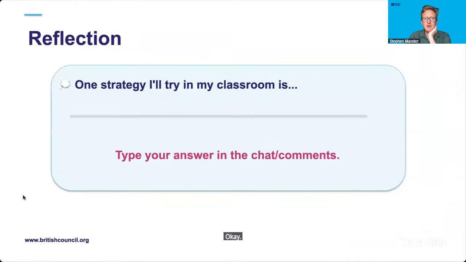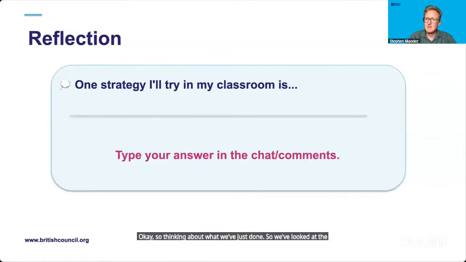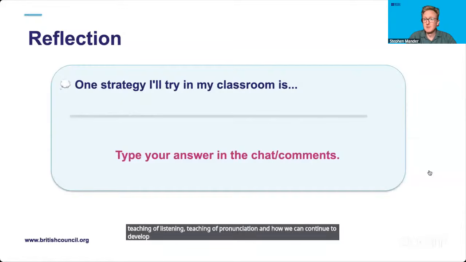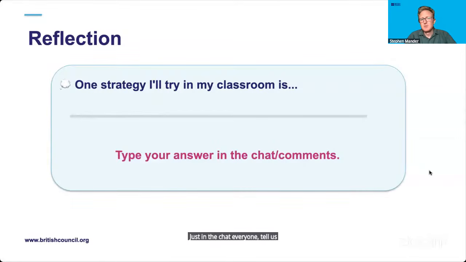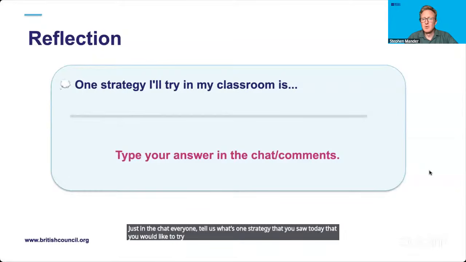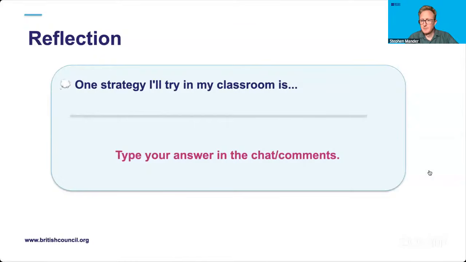Okay, so thinking about what we've just done. We've looked at the teaching of listening, teaching of pronunciation, and how we can continue to develop our subject knowledge. Just in the chat, everyone, tell us what's one strategy that you saw today that you would like to try in your classroom. Oh, countdown. Emotion drill, word tennis, chain, listen for lies. I did like that actually, listen for lies. I haven't tried it myself, so I might try that. But a lot of them like the emotional drill. Yeah. So that's good. Okay.